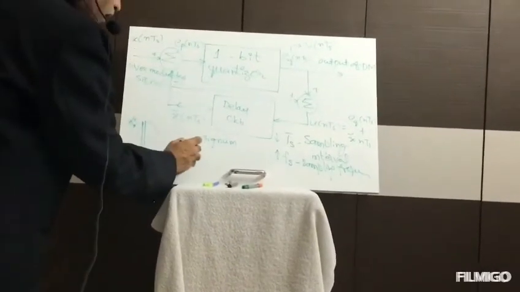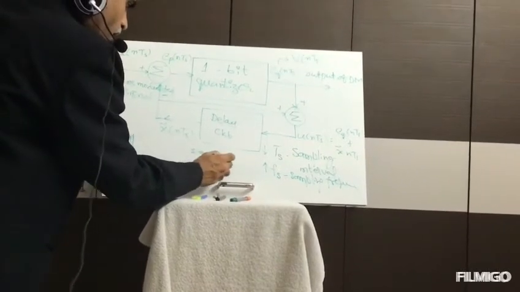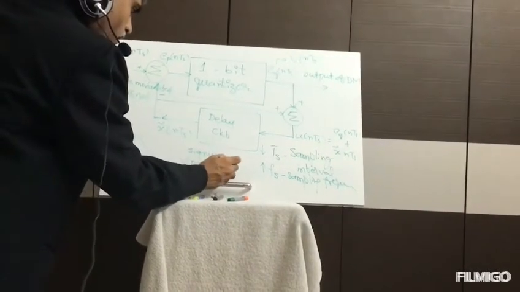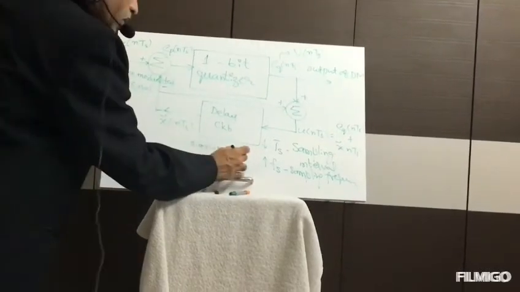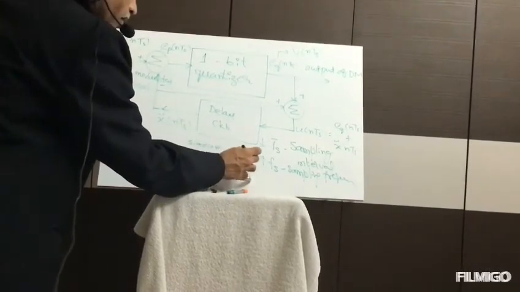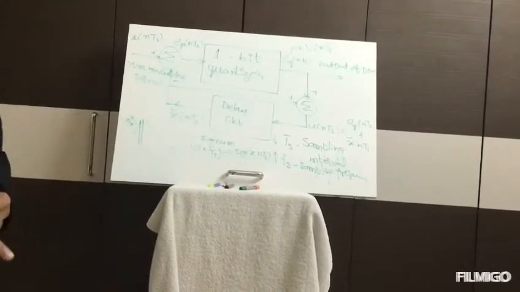That means the output of the delta modulator, that is V of nTs, is going to depend on the signum function of the input signal. What is the input signal here? X of nTs. It is a function of the X of nTs here.